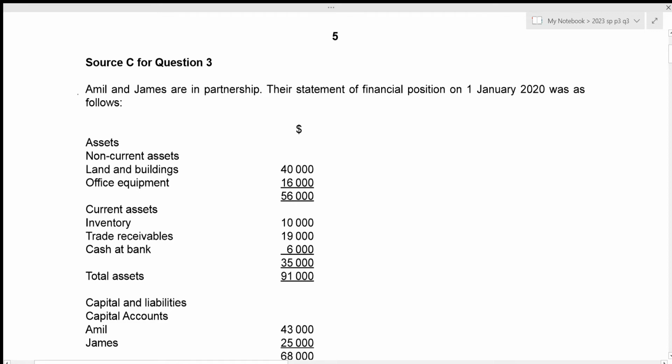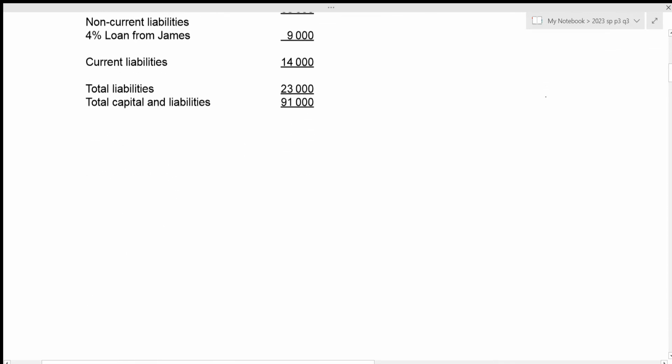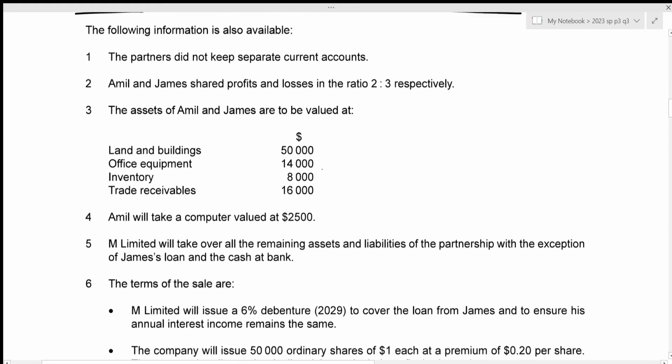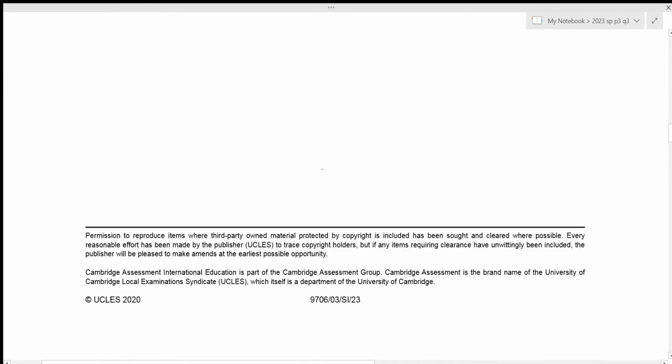Amil and James are in partnership. Their statement of financial position on 1st January 2020 was as follows. Then M Limited took over the business of the partnership of Amil and James on 1st January 2020. The following information is also available. Okay, let's have a look at the first question.